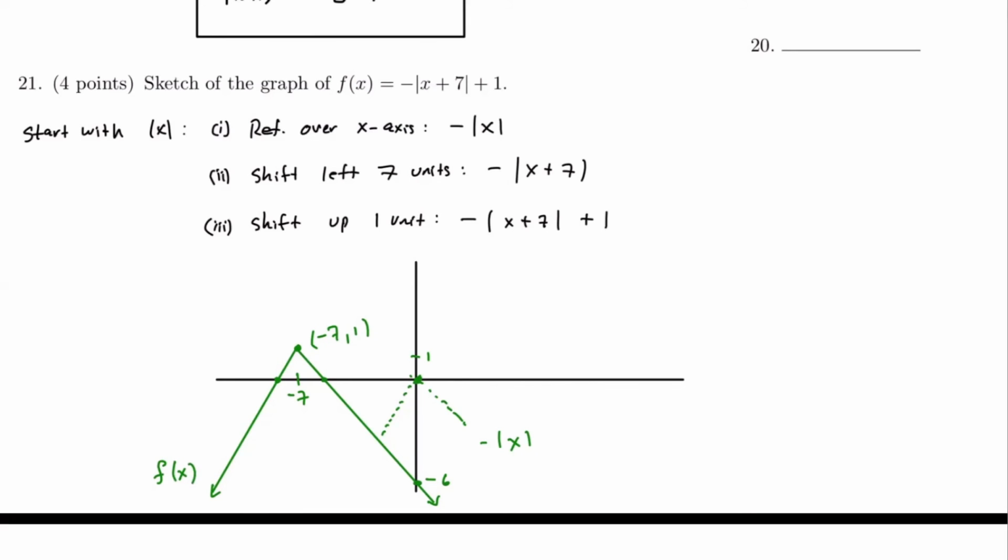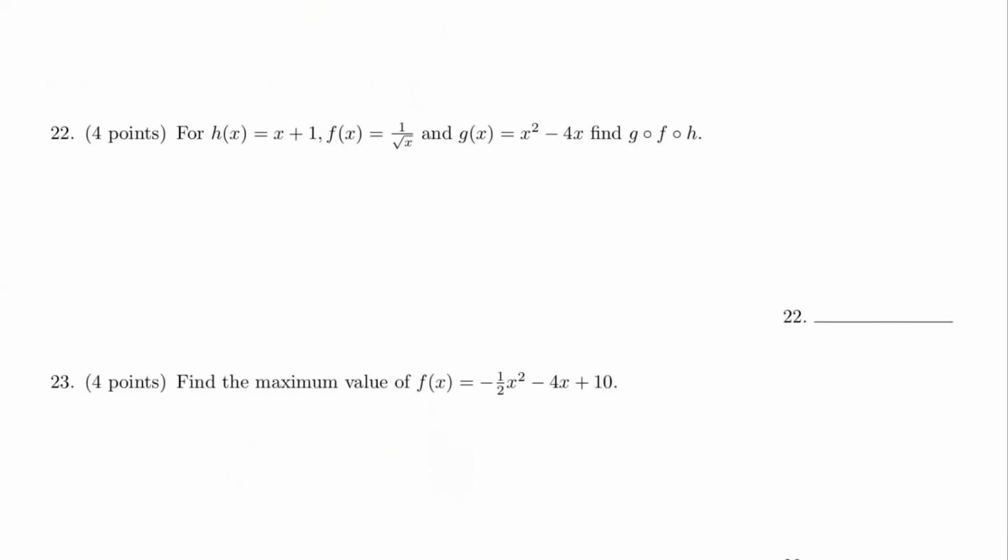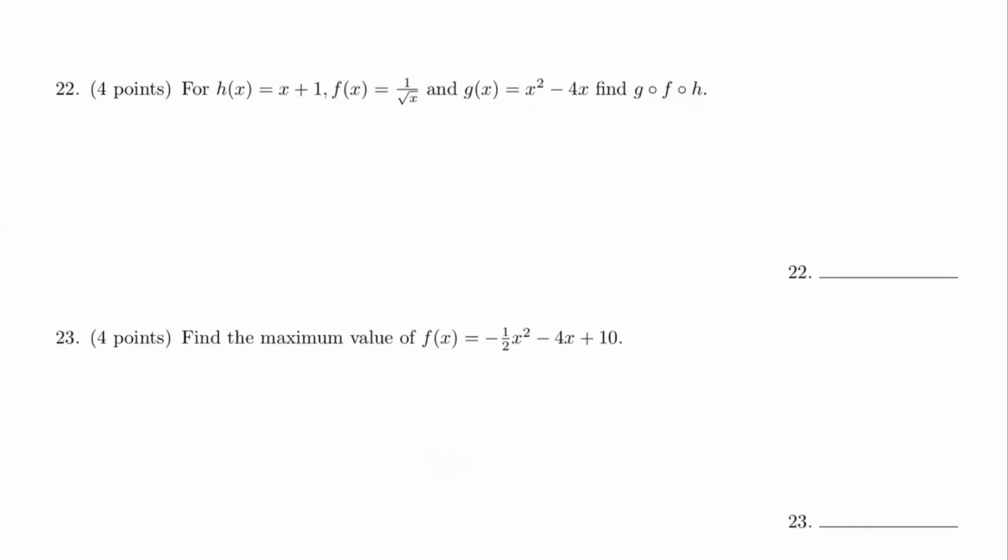Okay, I hope this makes sense. Continuing to the next problem. We have a composition to do for this problem. We're given h of x, f of x, g of x. We're going to do this composition. So g circle f circle h is g of f of h of x. So the first function you're going to start with is h of x. So I'm going to substitute h in here. H happens to be this guy right here.